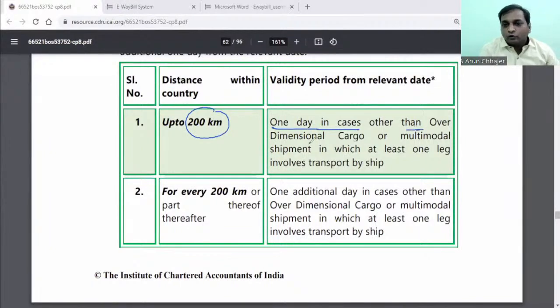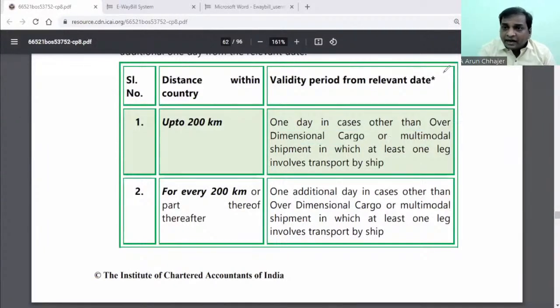This is in case of cargo other than ODC cargo, that is, over-dimensional cargo, or a multimodal shipment in which at least one leg involves transportation by ship. Multimodal means you are carrying the goods by road, by rail, by ship. This is called a multimodal shipment. Normally, if the distance is 200 kilometers, it is valid for 1 day.